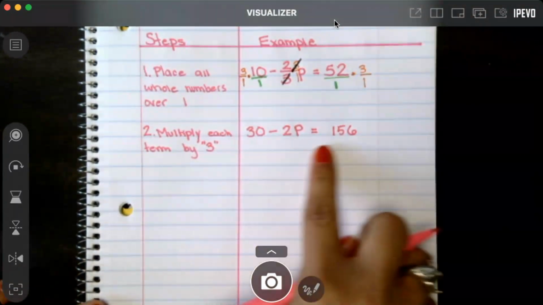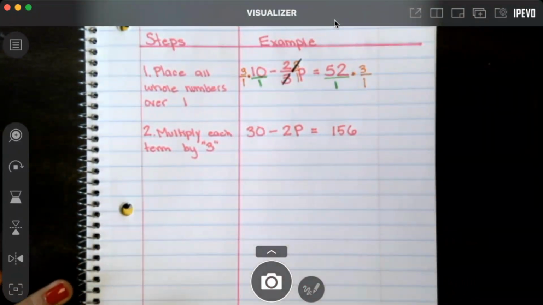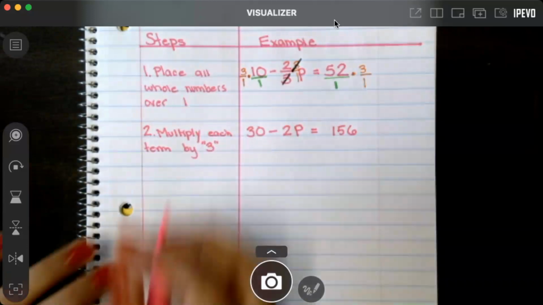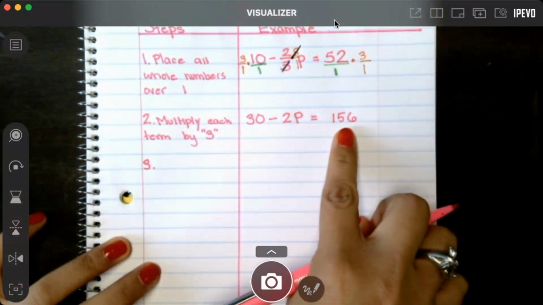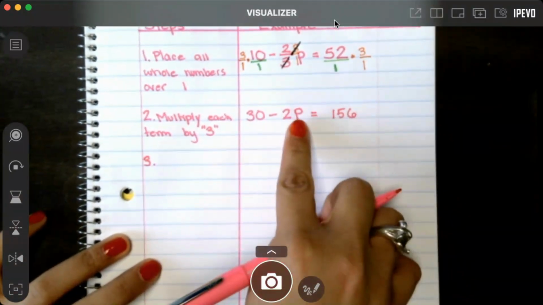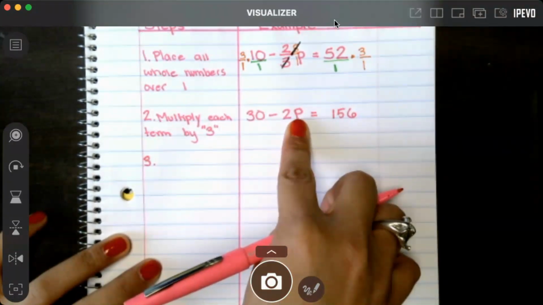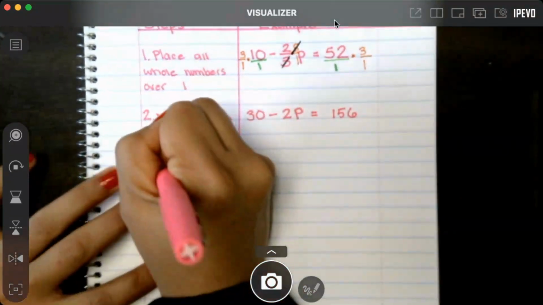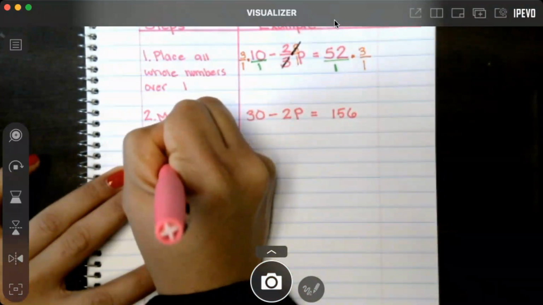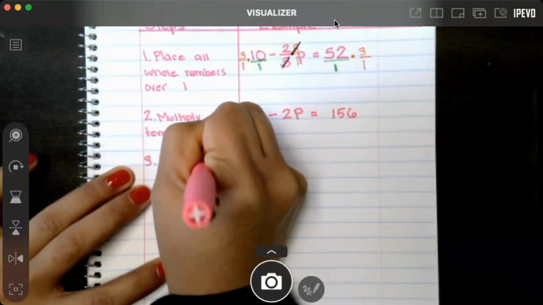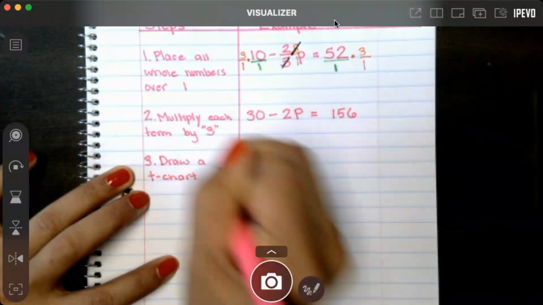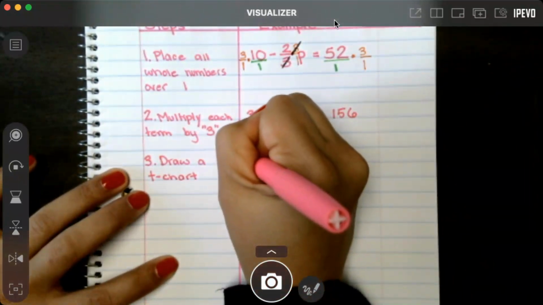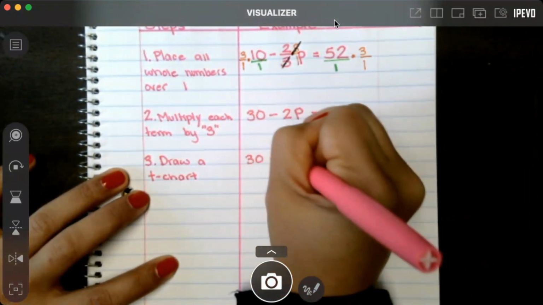Now this looks a lot better, right? We no longer have a fraction. It'll be a little easier to work with. Let's keep going. Number 3, when I'm solving an equation like this, my goal being to figure out what p equals, I like to draw a T-chart. I'll show you what that looks like. First of all, let's rewrite this equation down here.